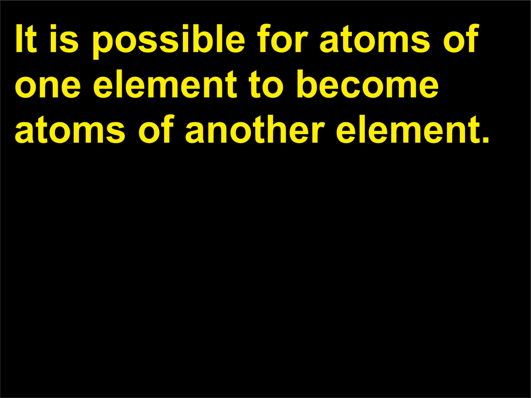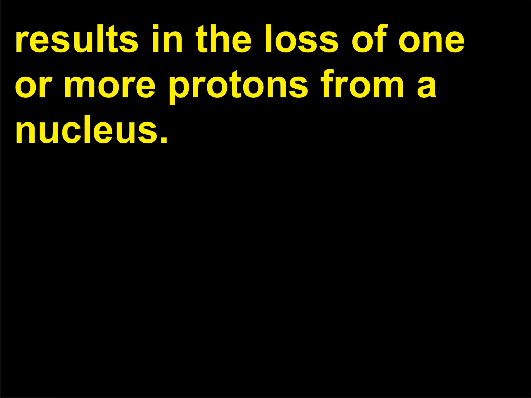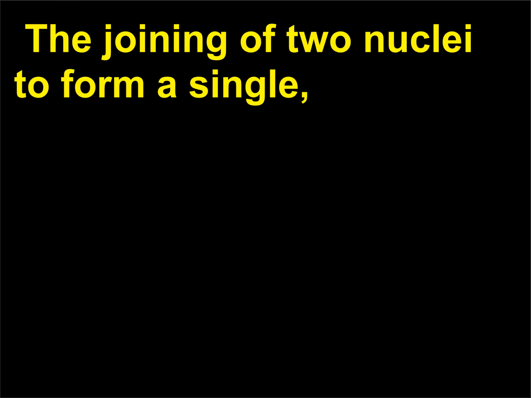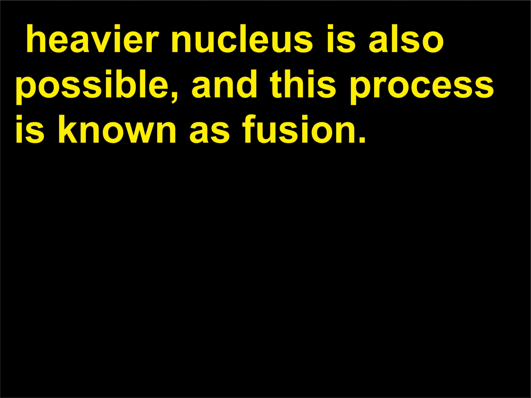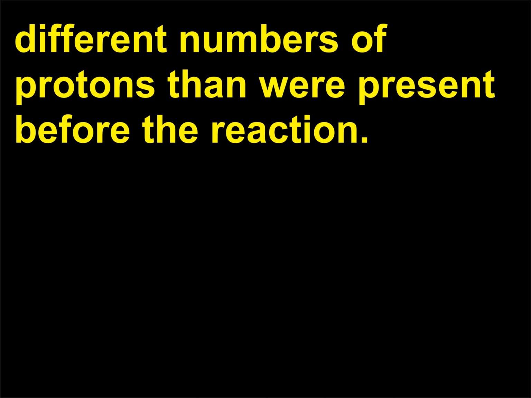It is possible for atoms of one element to become atoms of another element. One way this can happen is any fission process that results in the loss of one or more protons from a nucleus. The joining of two nuclei to form a single heavier nucleus is also possible, and this process is known as fusion. Both fission and fusion can result in the creation of new atoms with different numbers of protons than were present before the reaction.